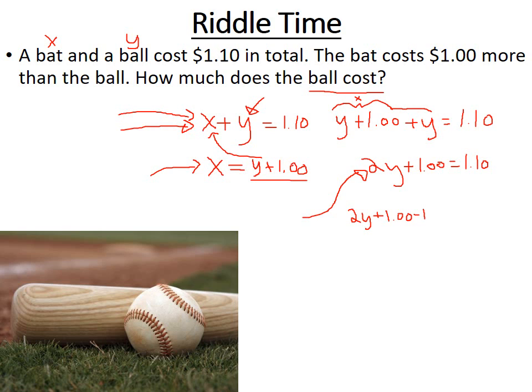minus 1.00. Now that's just decimals. We'll see why those decimal places are there later on. You could have just written 1, it doesn't matter. Is equal to 1.10 minus 1.00. Get rid of the 1s here because that's equal to 0. So now we have 2Y is equal to 1.1 minus 1, which is 0.10.